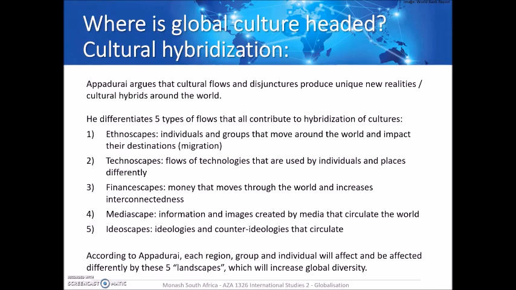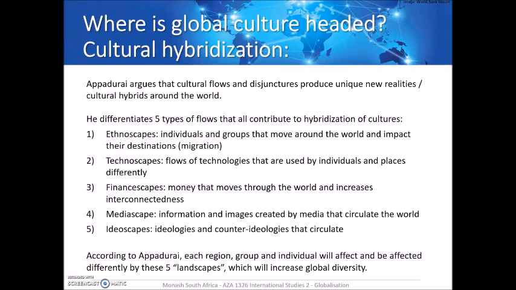The second one is technoscapes. It's basically the flow of technologies that are used differently by individuals and groups in different places, and so also contribute to diversifying. The third one is financescapes, which is basically money and investment that moves through the world and therefore increases the interconnectedness. The fourth one is media, so it's basically information and images created by the media that circulate the world, that according to him also contribute to creating more and different cultures.